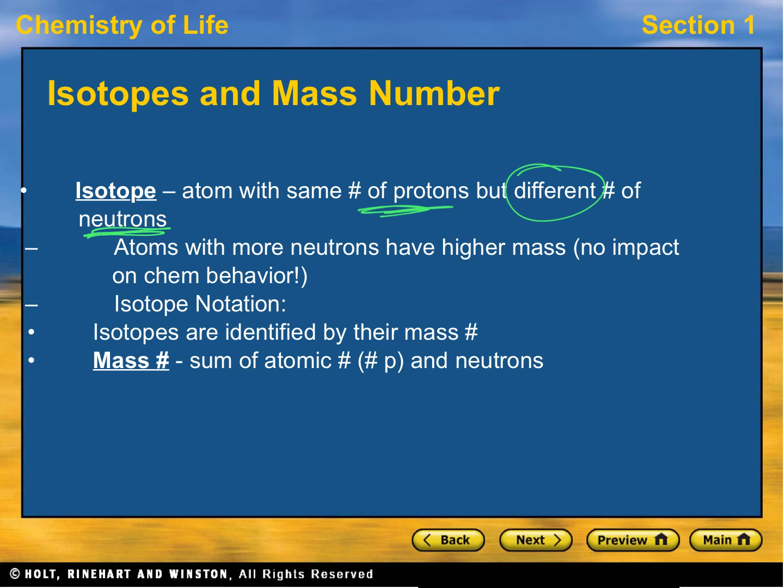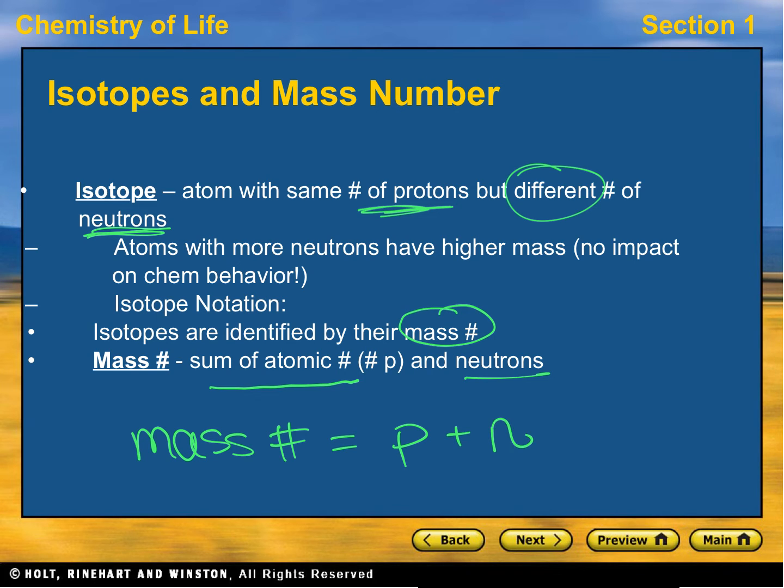Now, with isotopes, a lot of times we have different notations, called isotope notations. Typically, an isotope is identified by its mass number. The mass number is different than the atomic number, but your mass number is essentially the sum of the atomic number, which is your number of protons, and your neutrons. So we can say that mass number is equal to protons plus neutrons.